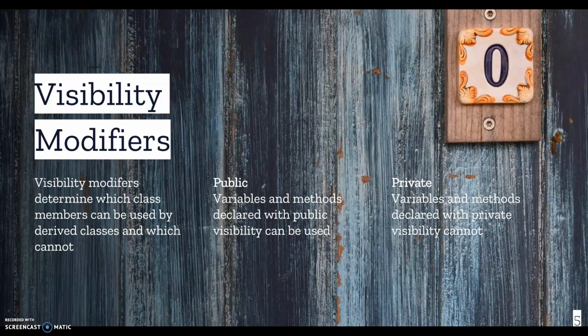You will also use visibility modifiers. Visibility modifiers determine which class members can be used by derived classes and which cannot. Public: variables and methods declared with public visibility can be used. Private: variables and methods declared with private visibility cannot.